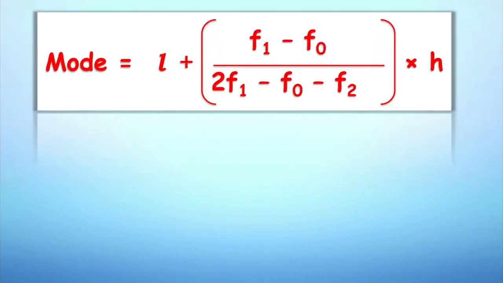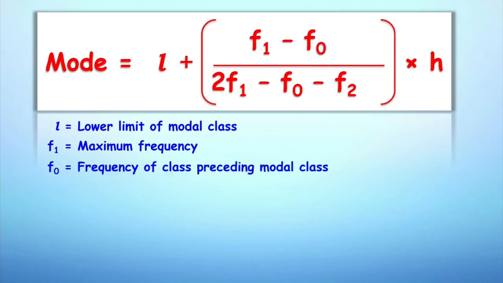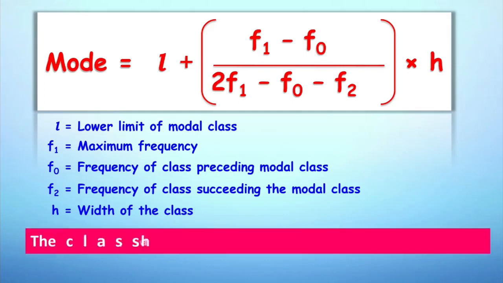Now moving ahead with understanding the different terms in mode, we will once again write the formula and then we find L, that is lower limit of the modal class. F1 is maximum frequency. F0 is frequency of class preceding the modal class. F2 is frequency of the class succeeding the modal class. H is equal to width of the class, that is class width. Now we need to understand the modal class is nothing but the class having maximum frequency.